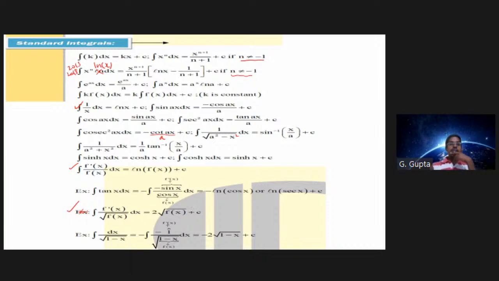So this question was asked in 2016. Integral dx by root over 1 minus x, with limits 0 to 1. So I want to denote this 1 minus x by fx. The derivative of 1 minus x with respect to x is minus 1. Minus is not there in the numerator. So outside minus, inside minus, minus into minus is plus. So this minus 1 I want to denote by f dash x. Now it looks like integral f dash x by root fx between the limits 0 to 1.